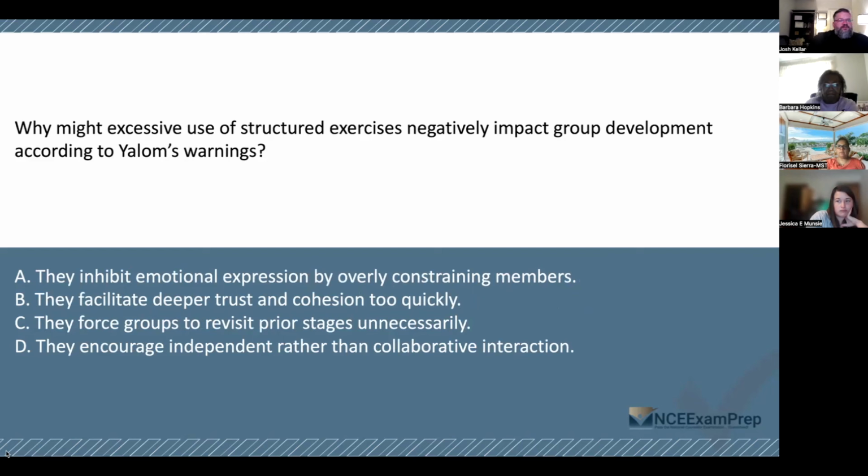Why might excessive use of structured exercises negatively impact group development according to Yalom's warnings? They inhibit emotional expression by overly constraining members. They facilitate deeper trust and cohesion too quickly. They force groups to revisit prior stages unnecessarily, or they encourage independent rather than collaborative interaction. A.